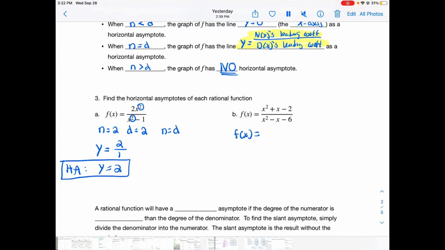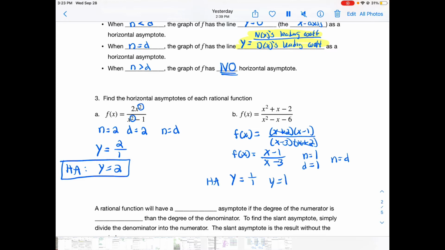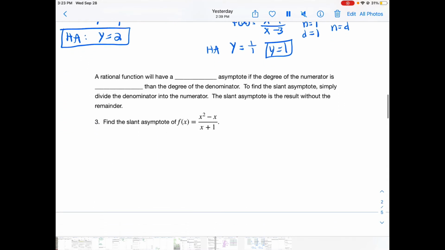Now remember, we have to simplify first. We have already simplified this rational function, so I'm just going to do it really quickly. So again, we're looking at the simplified function of x minus 1 divided by x minus 3. So our degree of the numerator is 1, degree of the denominator is also 1. So the numerator's degree is equal to the denominator's degree. So the horizontal asymptote is equal to 1 over 1, which is y equals 1. Again, you must write the horizontal asymptote as an equation, and the equation is y equals.